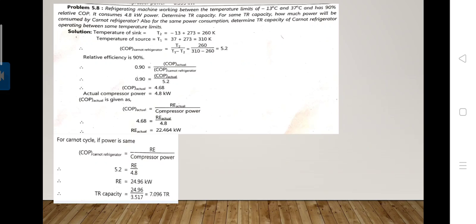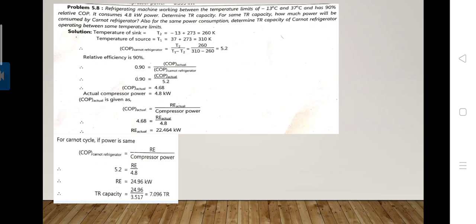One thing you have to remember: if you have to calculate the RE actual, you have to use the formula RE actual divided by compressor power, and that time you have to use COP actual, which we calculated from the relative efficiency as 4.68. But here we don't have to calculate the COP actual, because for the same temperature limits we take the COP of the Carnot refrigerator by using T2 and T1. So we use the formula T2 divided by T1 minus T2, equal to 5.2. So here we take the COP of the Carnot refrigerator as 5.2.